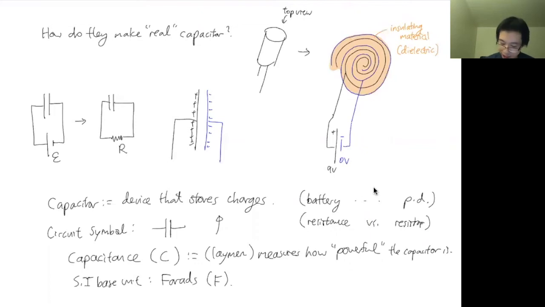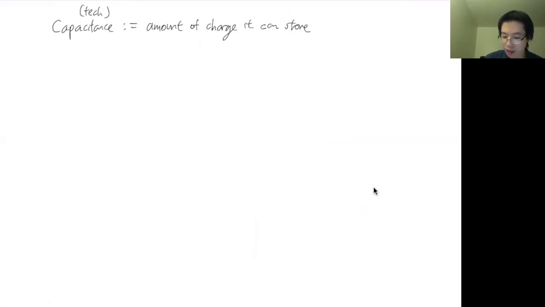The more technical definition is, let me write it on the new page. So capacitance, the more technical or formal definition, is the amount of charge it can store. But if you put it to a larger battery, if you take the two plates and plug them into a larger battery, of course it can store more charge.